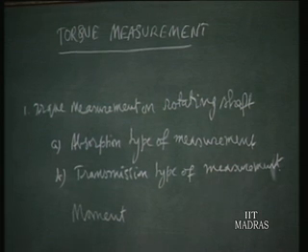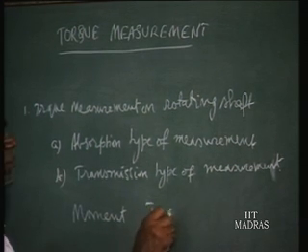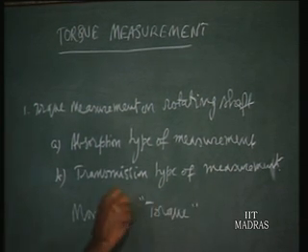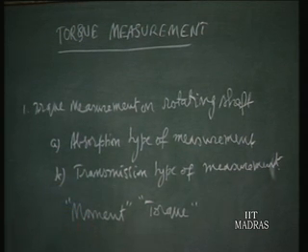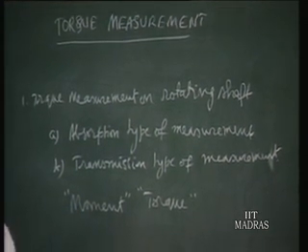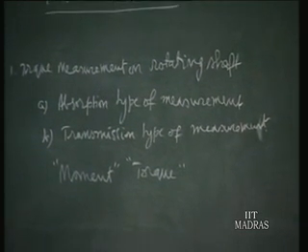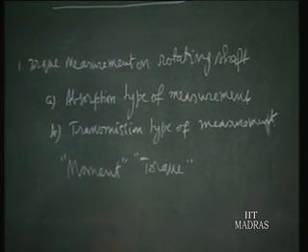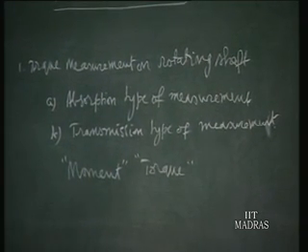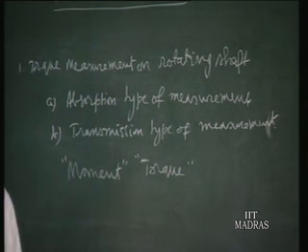So what is the difference between moment and torque? Moment is given by Newton meter, torque is also given by Newton meter, but the difference between these two is that when a moment is acting over a body, if the body gets twisted about an axis, then the moment is called torque.